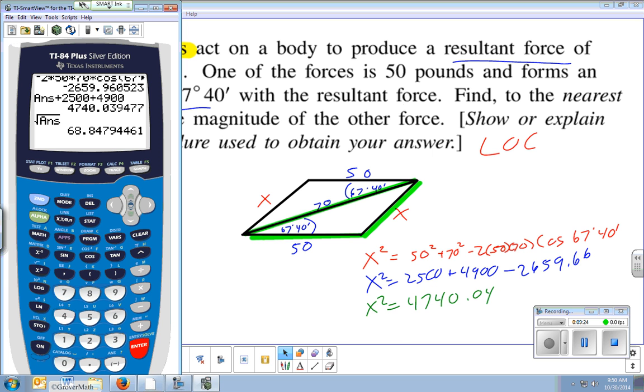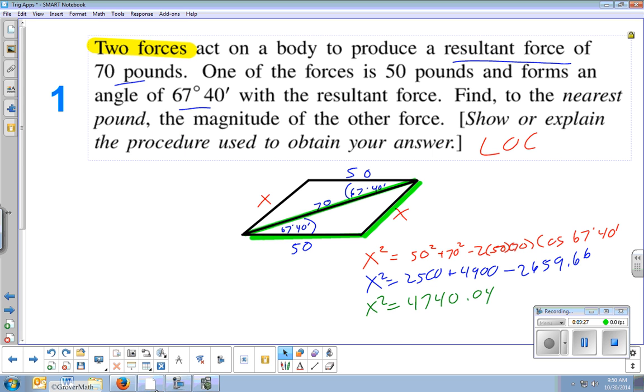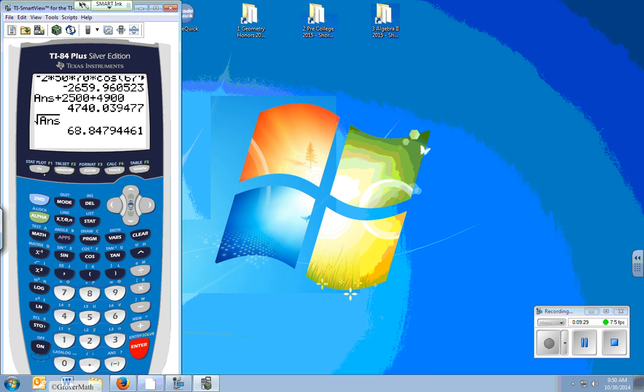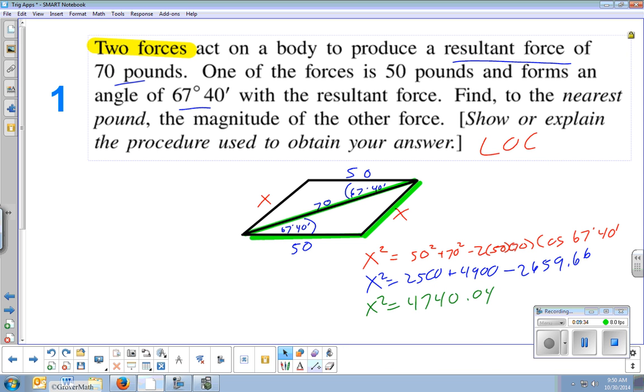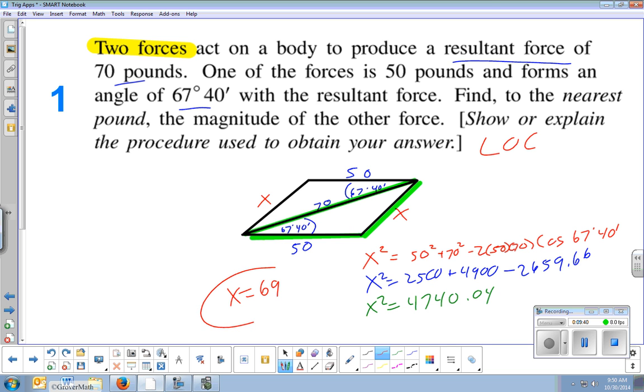And what are we doing here? To the nearest, what does the question say? Nearest pound. And so that would be like a whole number. So the answer would be 69. And so x, my other force, would be 69 pounds. All right, so this is what a force question is like.